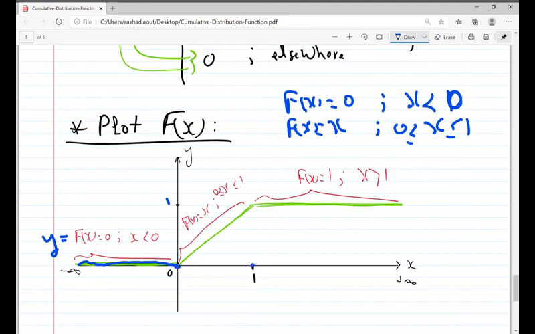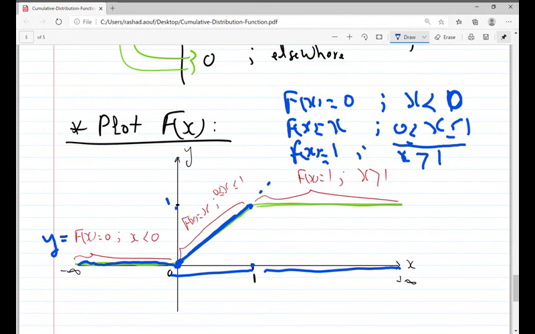For F of x equal x, for x between 0 and 1, this line is x. For example, for x equal 1, y equal 1, and for x equal 0, y equal 0. So this is the line. It's only between 0 and 1, so I don't need to continue the line; I need only the part between 0 and 1. And F of x equals the constant 1 for x greater than 1. So for x greater than 1, y equal 1. This is how I plot F of x. Note it has to be connected, because it is a continuous function.